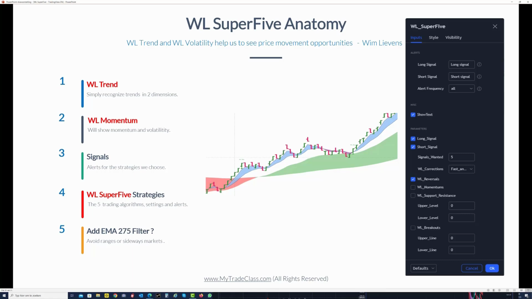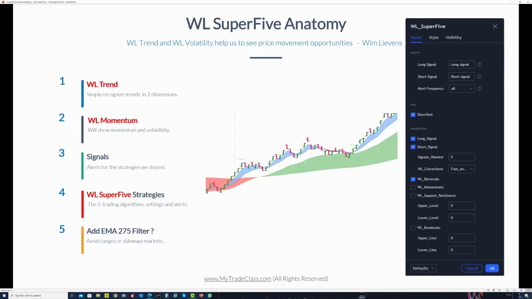Basically, there are 3 components: WL trend, WL momentum, and WL SuperFive. In TradingView, you will get all three separately. So if you use the SuperFive system, you will automatically have the momentum and trend which are working and which you will see on the chart if you want. You can also hide them, of course, in TradingView if you want, but you will have these three.